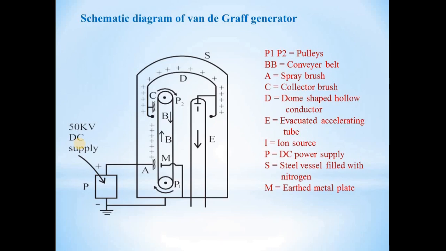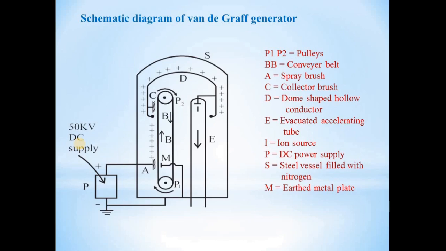The spray brush A, consisting of a large number of pointed wires, is connected to the positive terminal of a high voltage DC power supply. From this brush, a positive charge can be sprayed on the belt, which can be collected by another similar brush C. Means A is the emitter brush and C is the collector brush. This brush is connected to a large dome-shaped hollow metallic conductor D, and that conductor is mounted on insulating pillars.